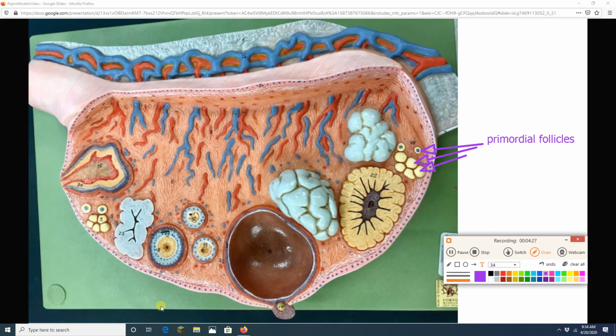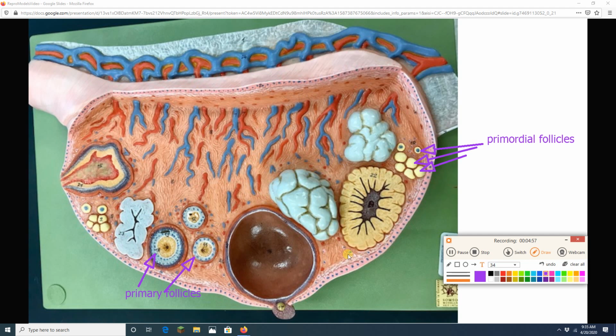Now, over here, let me get my arrow, there it is. Over here, I have some primary follicles. And I have an early primary follicle and a late primary follicle here. My primary follicles are bigger. Primary follicles still have a primary oocyte, but now they have either a single layer of cuboidal cells or a stratified layer of cuboidal cells.